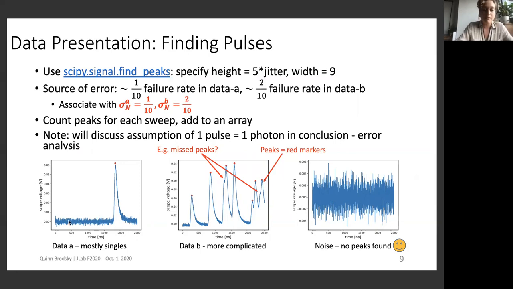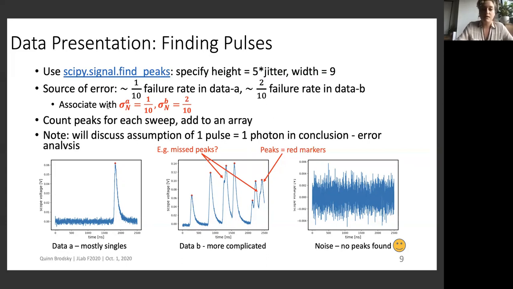And for simple sweeps, like in data set A, it's pretty easy to identify these peaks. You can go through the data manually and verify that it gets it pretty much most of the time. But for data set B, these sweeps are a little bit more complicated. And so the peak finding method is a little bit more faulty and we miss a couple of peaks here and there. But we see that if we have a sweep which is purely noise, we can tell that this is just a background sweep. We don't identify any peaks, which is what we were intending to do.